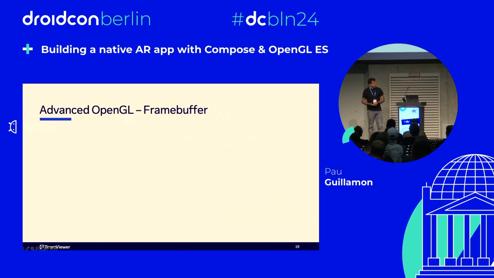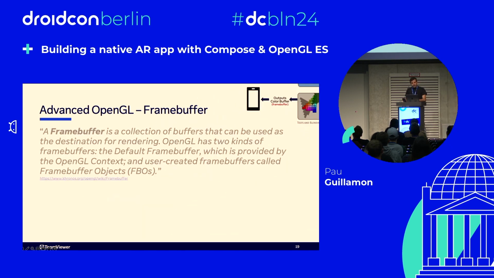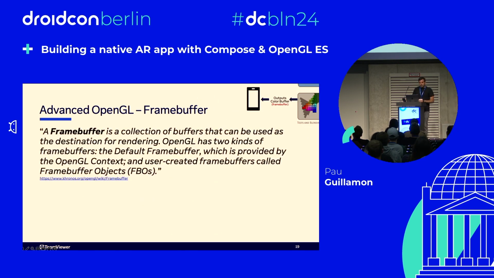Let me introduce you to frame buffers, our advanced section of this OpenGL crash course. And you might remember, hopefully, from earlier when I described the graphics pipeline, that everything goes to a frame buffer. And a frame buffer is defined as a collection of buffers that can be used as the destination for rendering. There are two types: the default frame buffer, which is provided by the OpenGL context, and user-created frame buffers called FBOs.